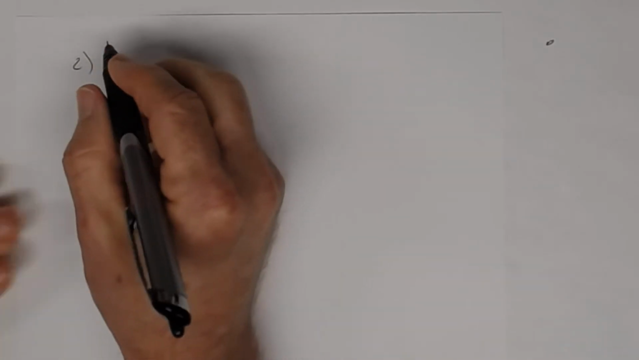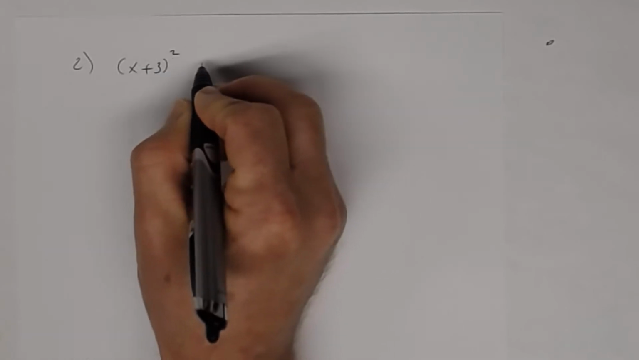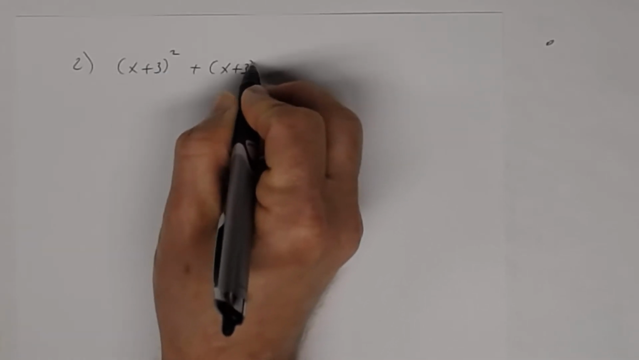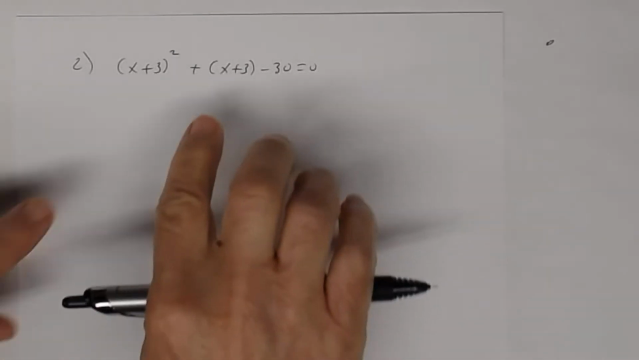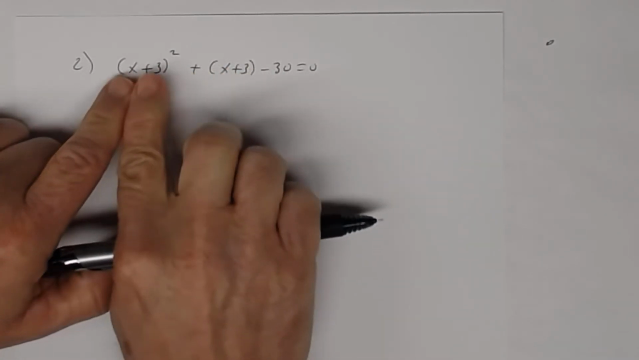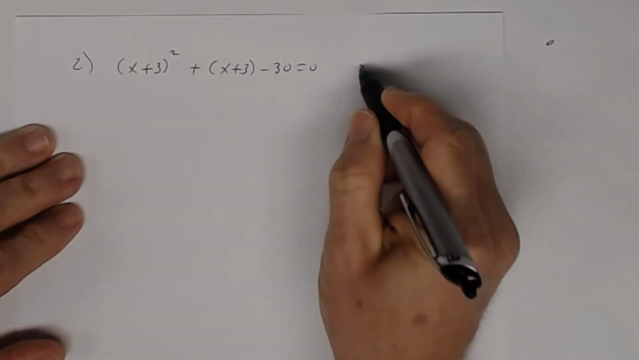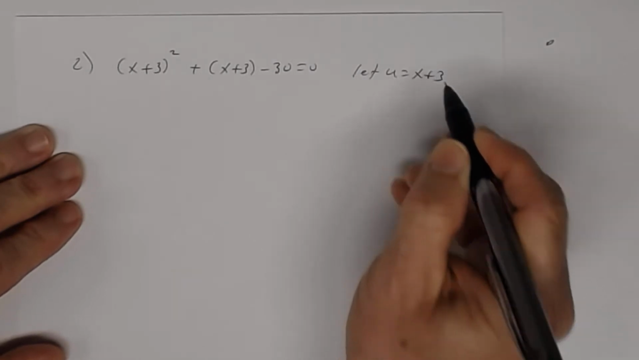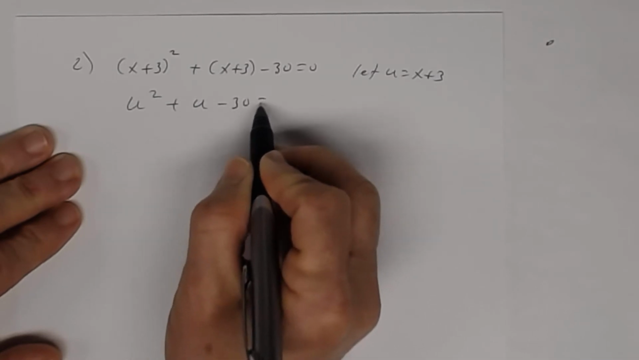Let's look at number 2. We have x plus 3 squared plus x plus 3 minus 30 equals 0. So in your mind, you see, okay, I see an x plus 3. And if I do that substitution, this is going to be quadratic. Well, this is quadratic already, but it'll be an easier quadratic equation. So let u equal x plus 3. So now making that substitution, I get u squared plus u minus 30 equals 0.